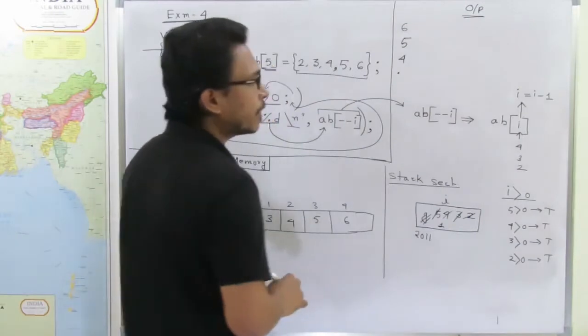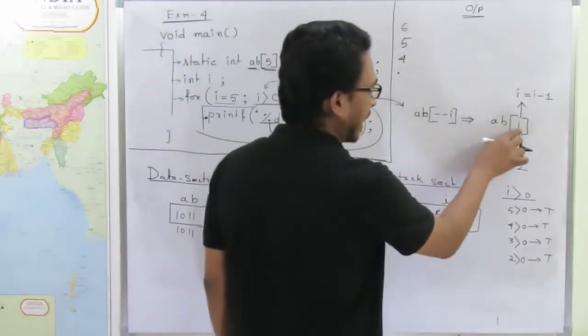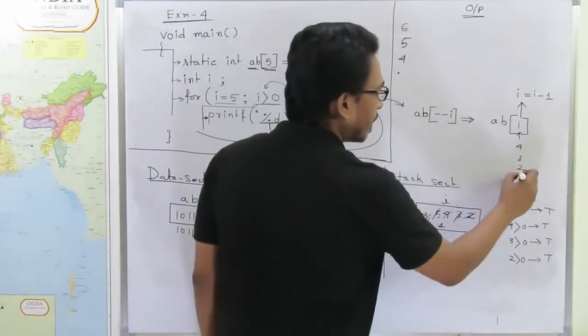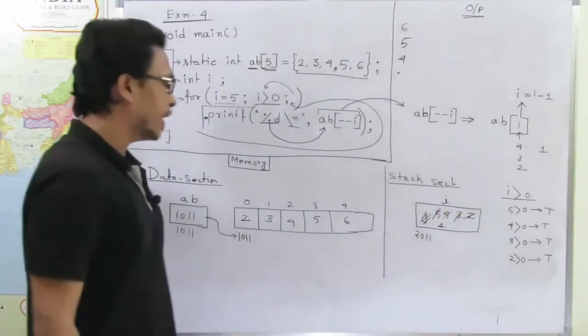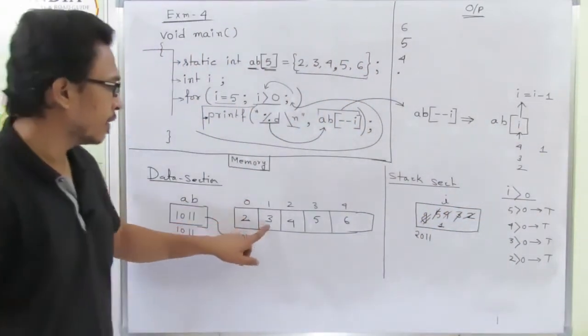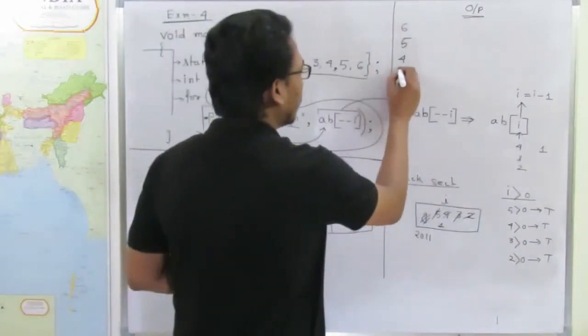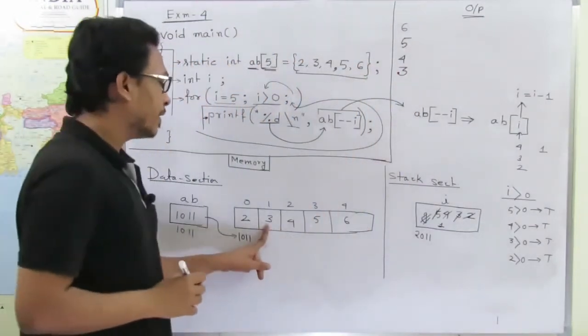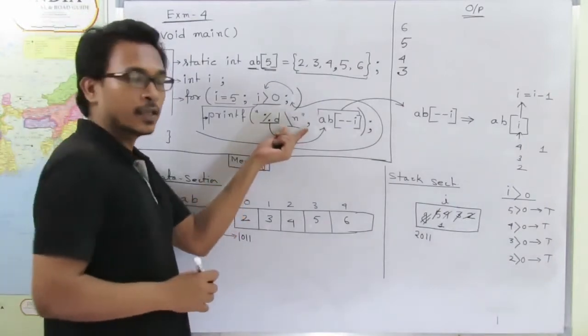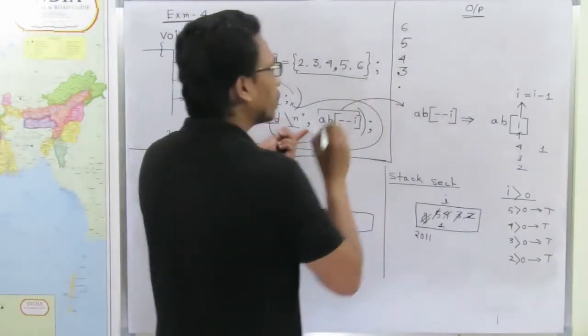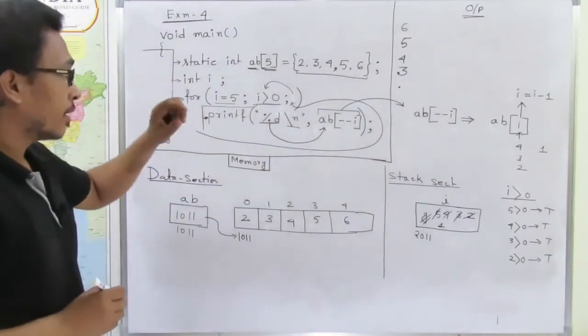After performing the decrement operation, control goes for this index. Now what is the value of I? Now the value of I is 1, so AB1. So what is there in AB1? In AB1 we have the value 3, so it will print the value 3. After printing the value 3, control encounters the \n instruction, so control comes to the next line in the output screen.